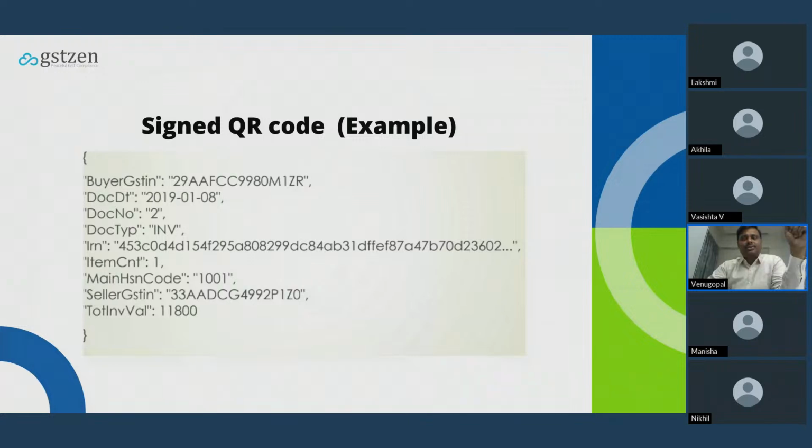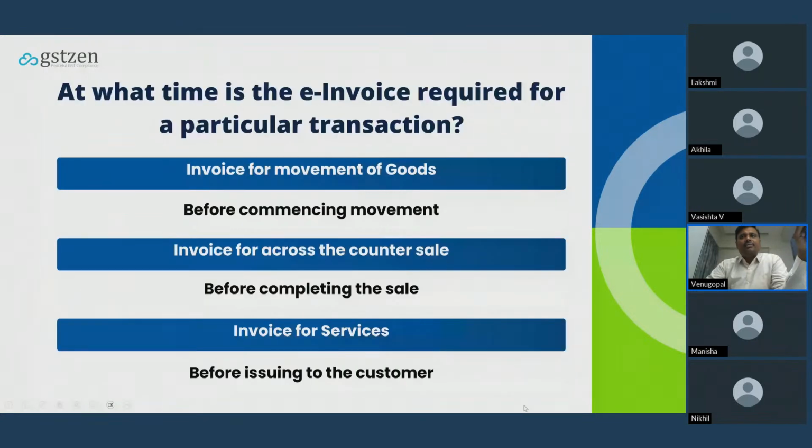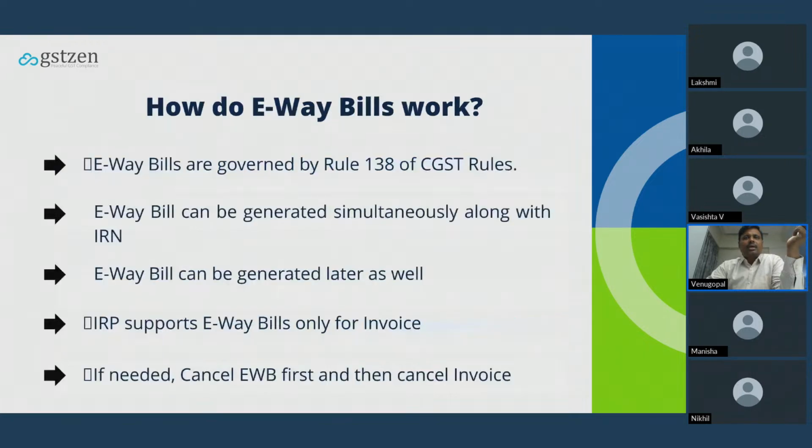Some of the FAQs. People always ask, when do we generate an e-invoice? Section 31 mandates issuance of invoices with regard to goods on or before commencement of the movement of goods. If you're doing a sale across the counter, even before the sale is completed, you have to do it. For services, as and when you are issuing the invoice to the customer, at that time you have to do the e-invoice. Is e-waybill mandatory or can I escape it? E-waybill is still mandatory because it is governed under Rule 138.